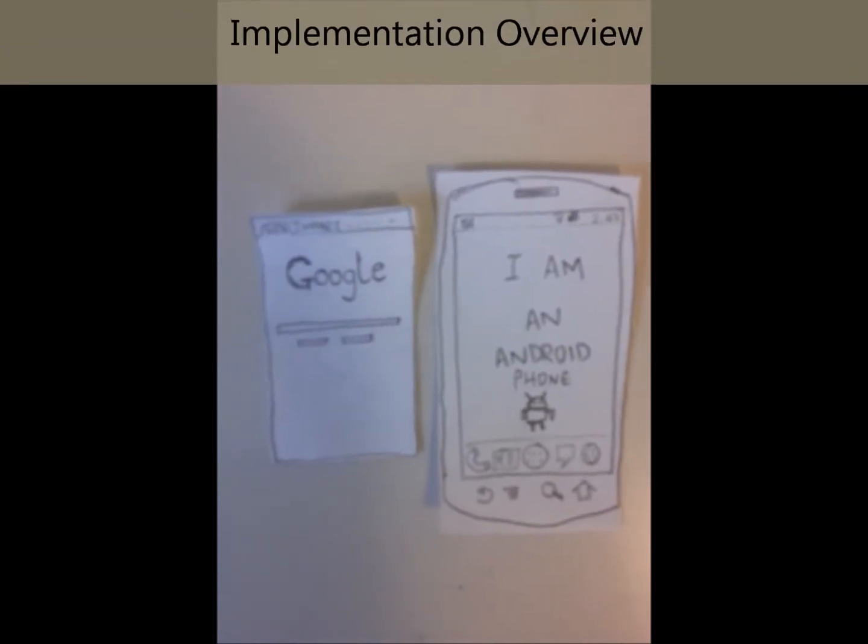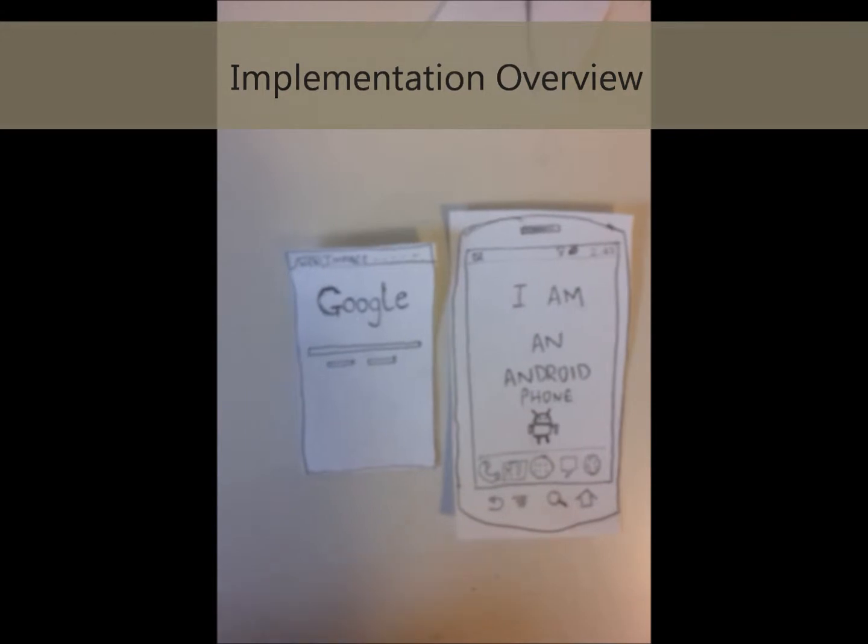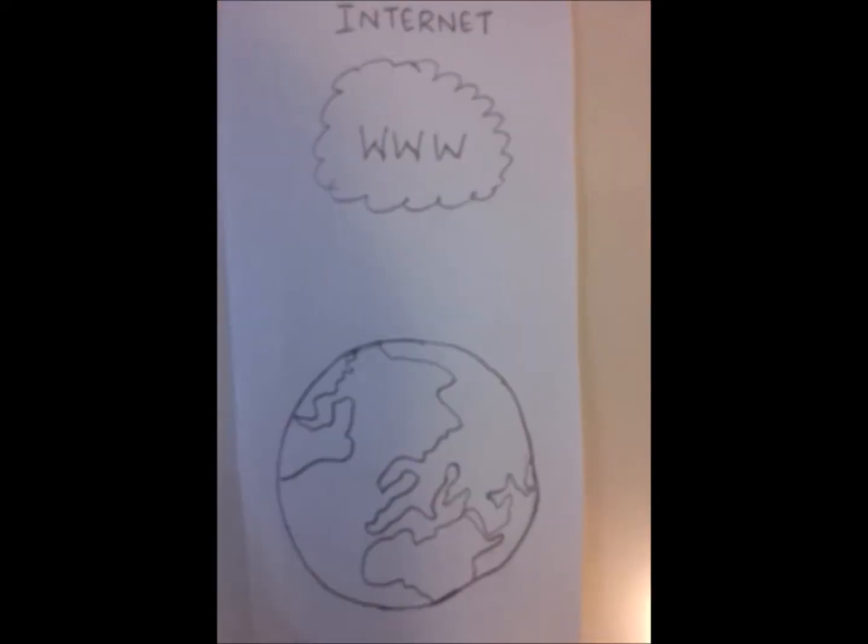Here we have the Android phone, and I'm trying to access the Google web page here. Once I ask my phone to go to Google, it makes a request to the web to fetch the HTML. Whereas in our case, we deny access and the phone is not allowed to fetch the web page. Instead, we redirect this request to a web server. The web server, in turn, once it gets the request from the phone, goes to the web and tries to fetch the same web page.